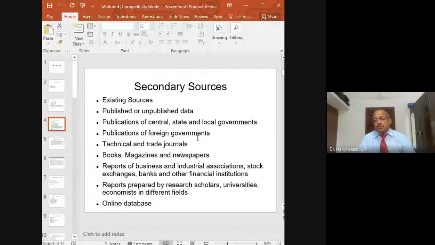Reports prepared by research scholars. Those who are doing research have to publish their findings, right? So either in electronic form or a PDF or a hard copy, it should be there. Now it is all soft copy. It should be there in a database, whether it is a university database or institute database or a library. So they have to publish that, right? Online databases. So these are the sources for secondary data. So any research can always take data from there.